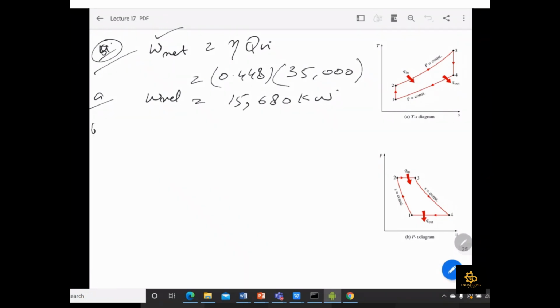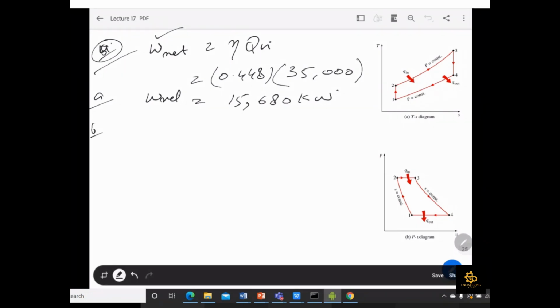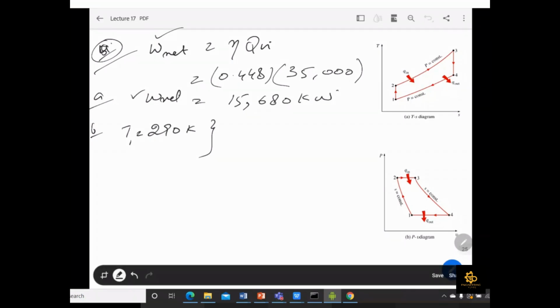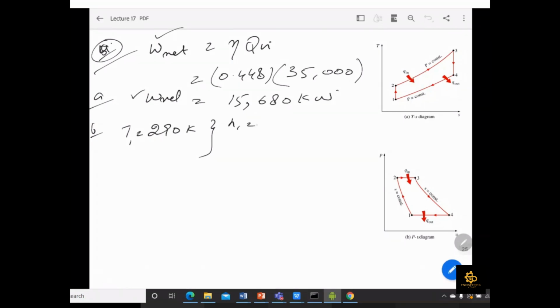Now part B, we have to find the same thing, W net, by using the variable specific heat. In order to solve the variable specific heat problem, we need the value of enthalpy. Temperature 1 is known to us from your question, which is 290 Kelvin. So we can go to table A17 first and easily find the value of H1. This H1 is 290.16 kilojoule per kg.